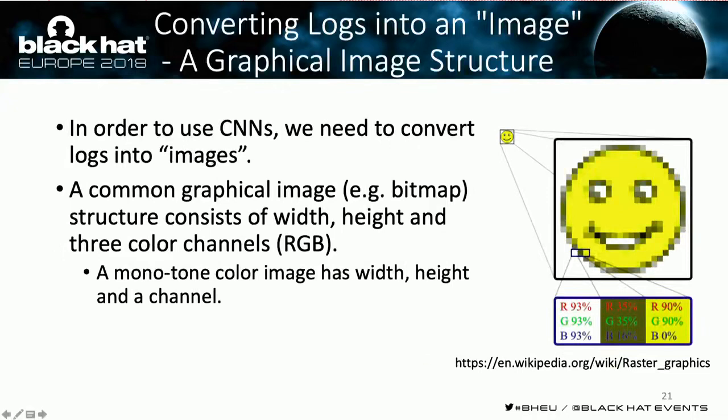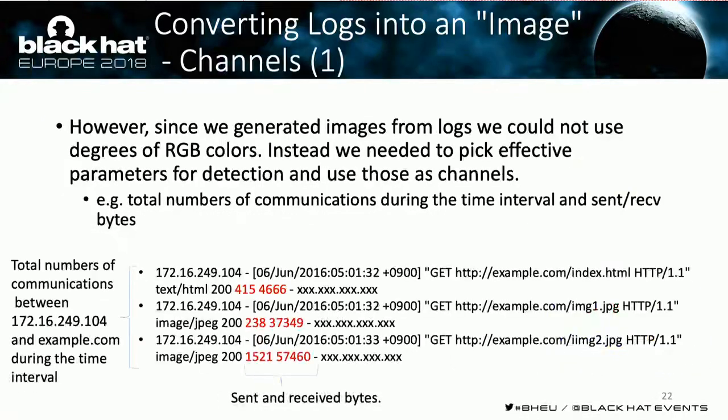A common graphical image structure consists of width, height, and 3 color channels. It means RGB. And a monotone color image has width, height, and a channel. It means grayscale. However, we needed to pick effective parameters for channels since we generated images from logs, because they don't have degrees of RGB colors. For example, we can use information such as total number of communications during the time interval, sent and received bytes for channels.